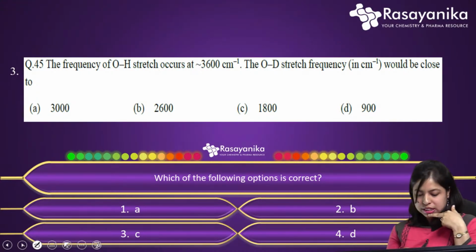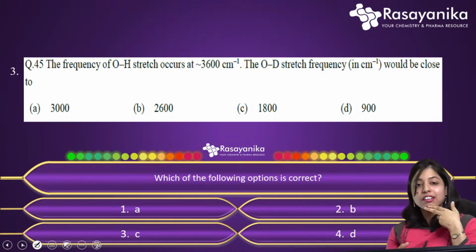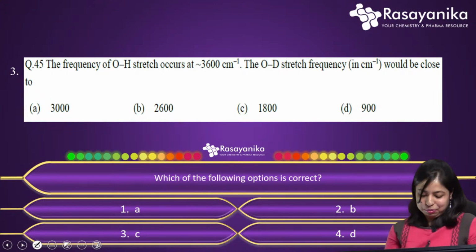Papri, this is option C. Okay, so I'm getting different options, that is option A or option C. Anyone? Any other options?